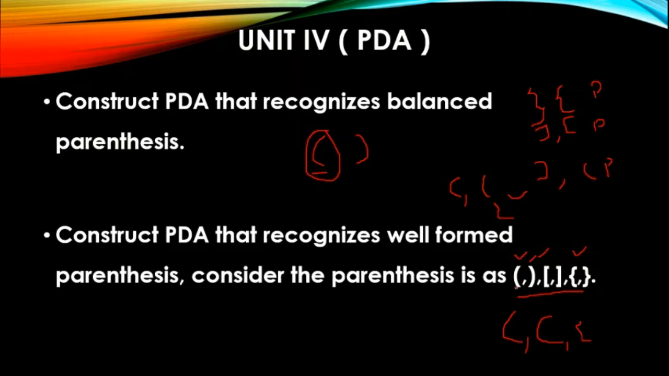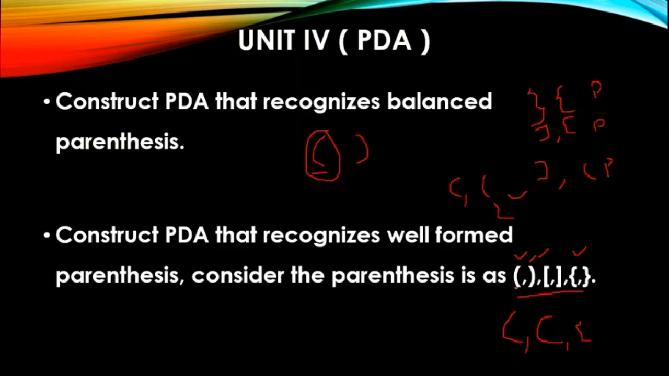Here also we consider the open parenthesis as A and the closed parenthesis as B, and within A there are three subcategories, like A1, A2, A3. So when we read A1 or A2 or A3, perform the push operation, and the closed parentheses are considered as B1, B2, B3. Then when we read input B1 and the top of the stack is A1, perform the pop operation.